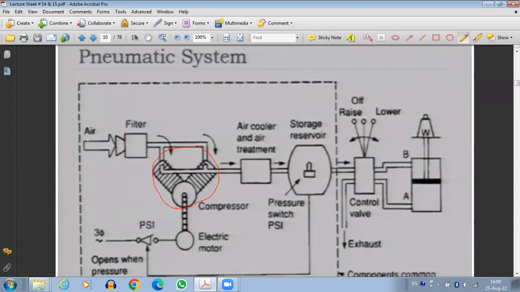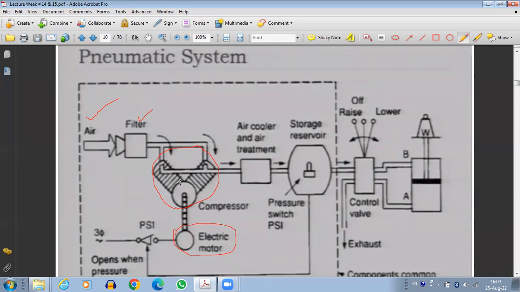The compressor is going to take the air from outside, but obviously the air might contain some dust or debris that might damage the compressor. So in order to ensure that no damage is done to the compressor, we first pass the air through the filter. The filter is going to remove the dust or debris, and then we'll pass the air onto the compressor. Obviously, the compressor is going to be connected to an electric motor. So the electric motor is going to run the compressor.